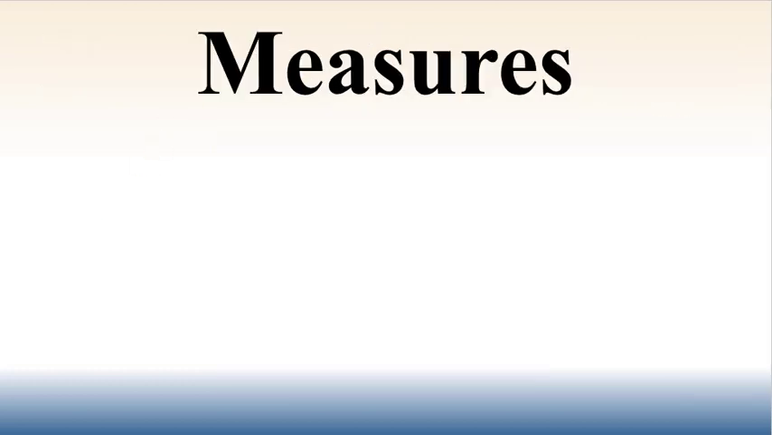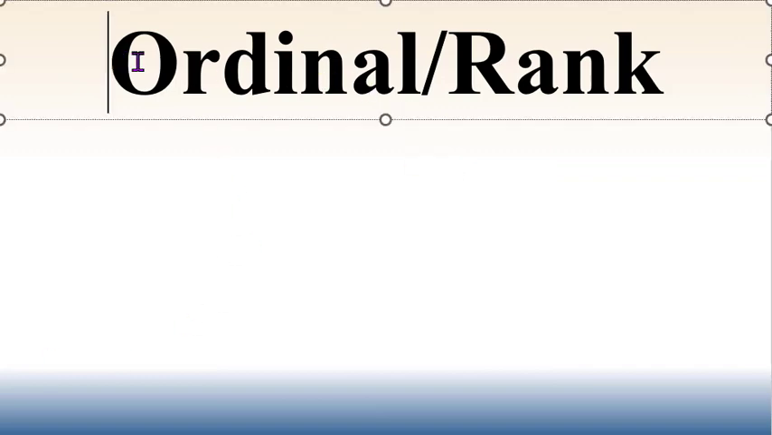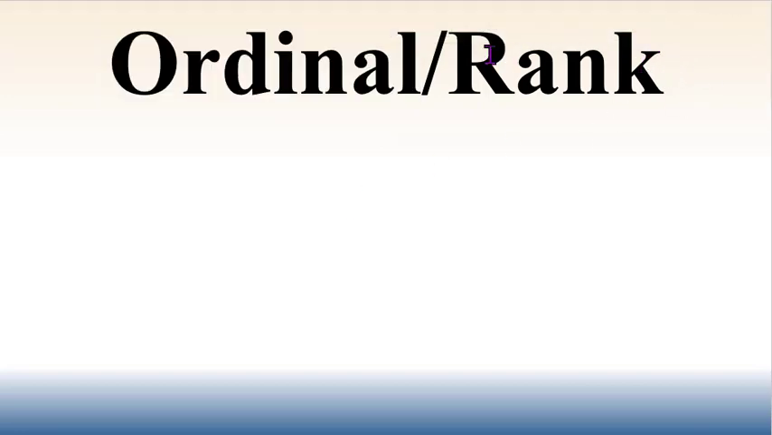The next one is an ordinal variable. An ordinal variable is described by the name, right? It's ordinal. It's rank, right? Ordinal means order in mathematics, and so does rank, right? Think of military rank, right? The higher the rank, the more power they have. So that's how these things work.